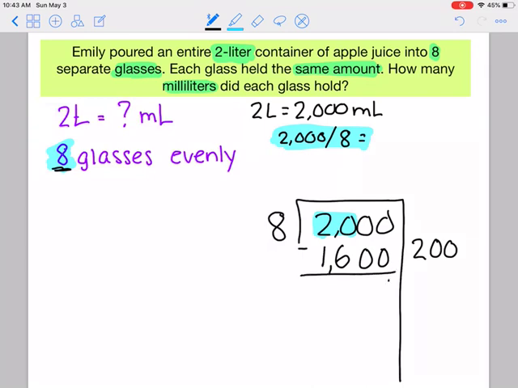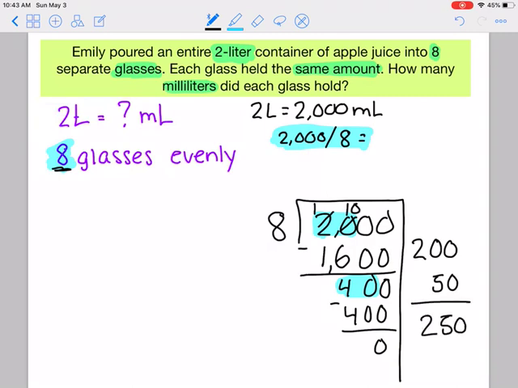So then you would subtract. You have to make this a 10, this a 1. And I'm left with 400. And I know that 400 is a multiple of 8 because I know that 40 is a multiple of 8. Because 5 times 8 is 40, so 50 times 8 would be 400. So I have no remainder, and my answer is 250. So it's 250 milliliters in each glass.